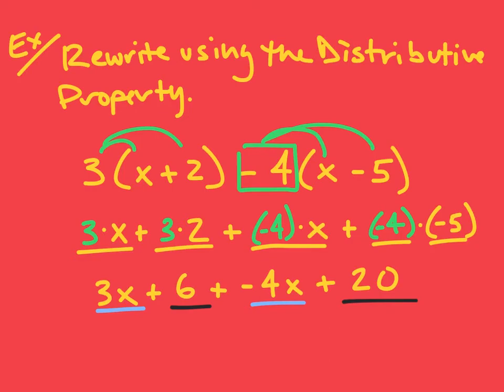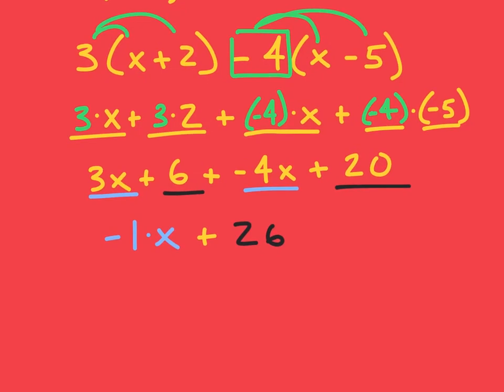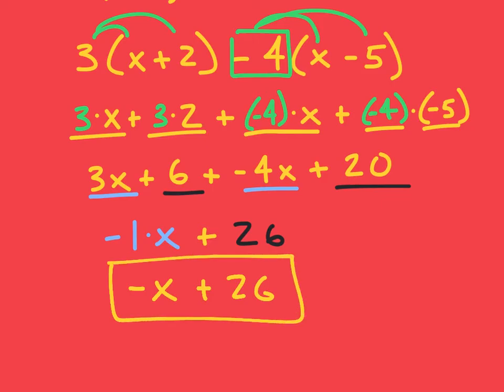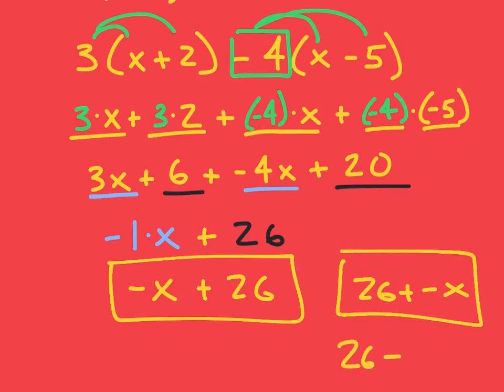So let's first do the 3x and minus 4x. 3 minus 4 is negative 1. So I write this out as negative 1 times x, and then plus 6 plus 20 is 26. And that's how I get that. Now, if I have negative 1 times x, I would just write that simply as negative x, and then plus 26. So I could write it like this. I could also write it as 26 plus negative x, or I could write it as 26 minus x. All of these things mean the same thing.